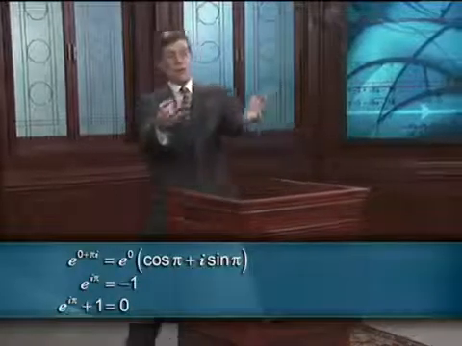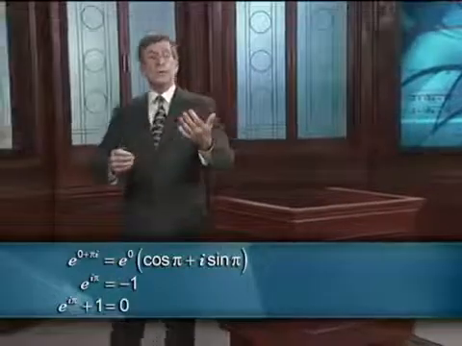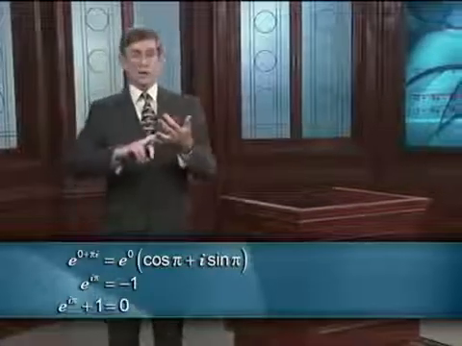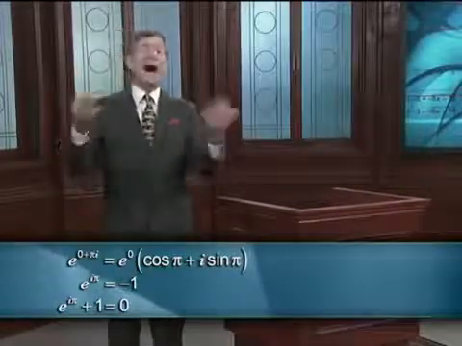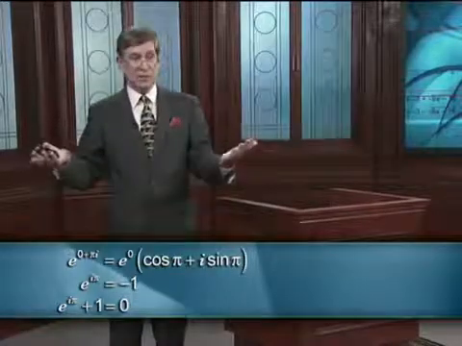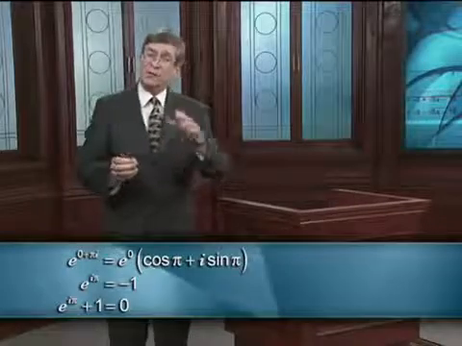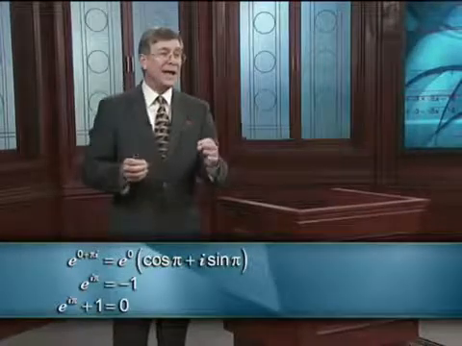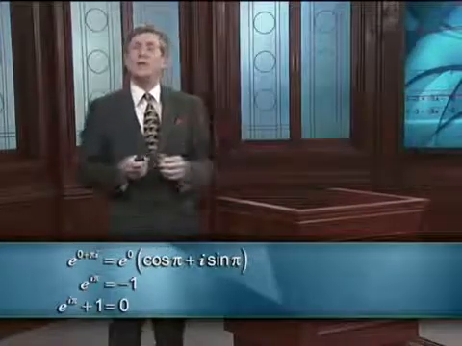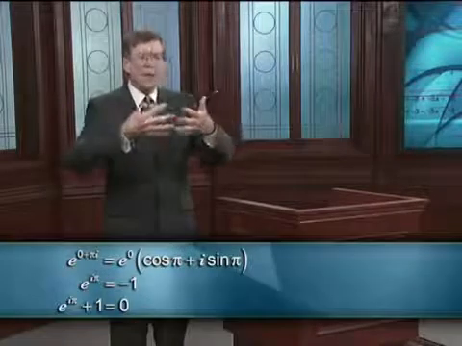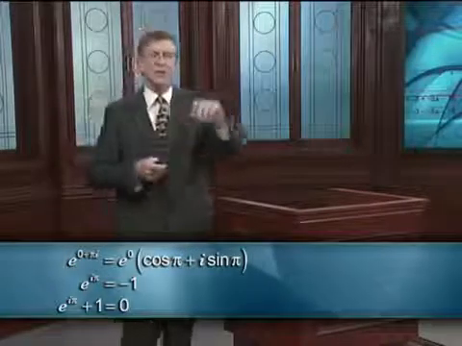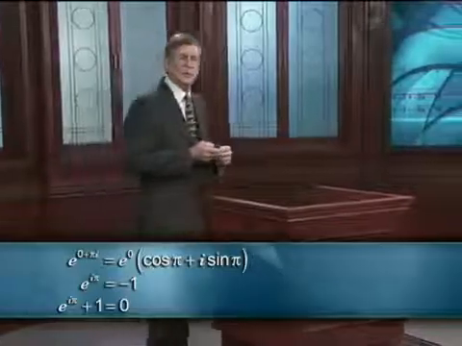Here's a formula involving 5 of the most important numbers in mathematics, 0 and 1, which we're fairly comfortable with, pi, from geometry, e, the base of the natural logarithm, a number we discovered a few lectures ago, and i, the square root of minus 1. They're all meshed together, linked together in this beautiful, beautiful formula.